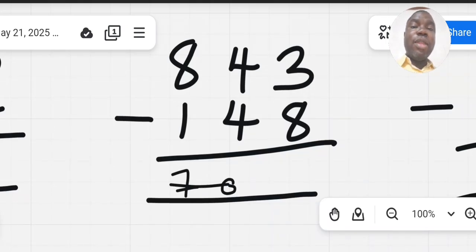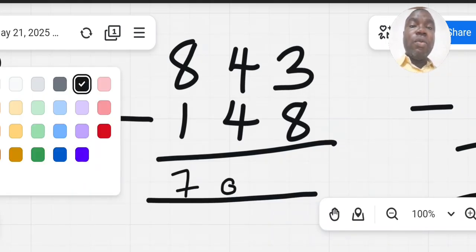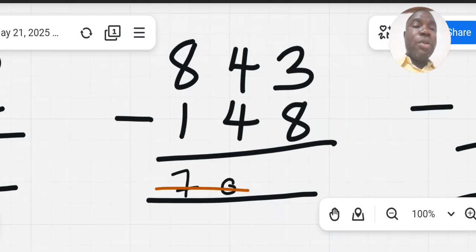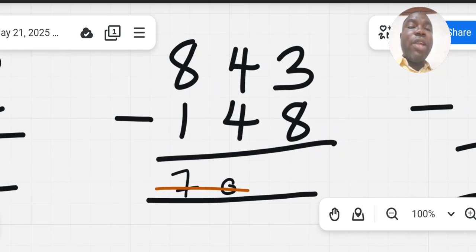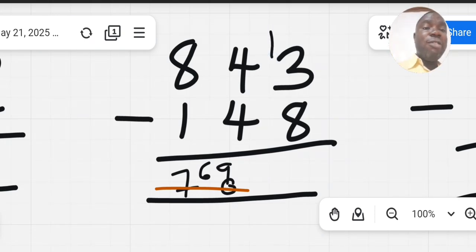Let me use a different color. So you borrow 1 from 70, right? Okay, so when we take 1 from 70, what do we have left? We have 69. So we take 1 from 70, we have 69. We take that 1 to the 3. So can you see what we've done? We just took 1 from 70, we take it up to 3, and when you take 1 from 70, it becomes 69 left.